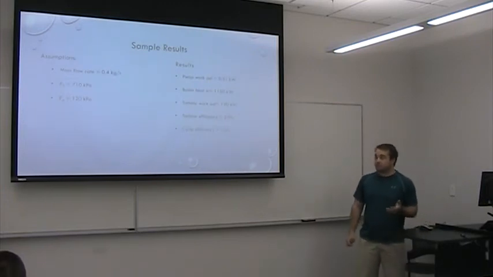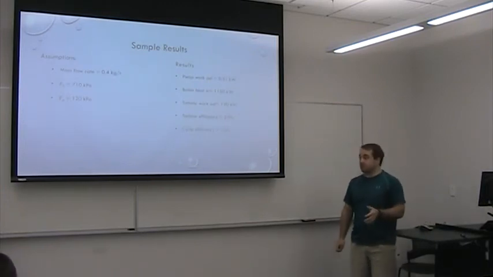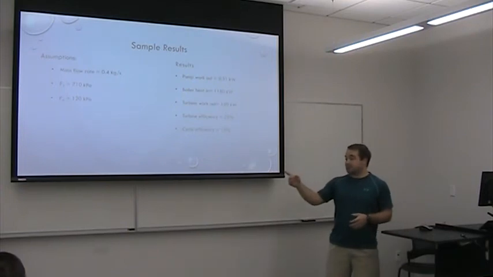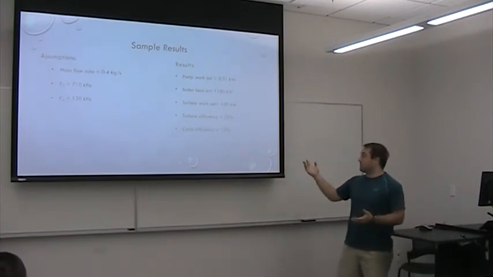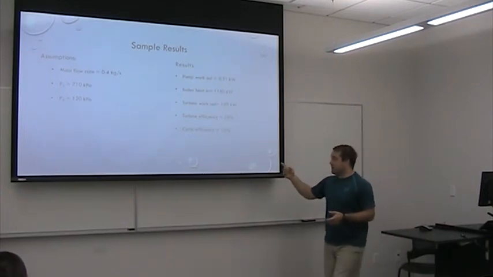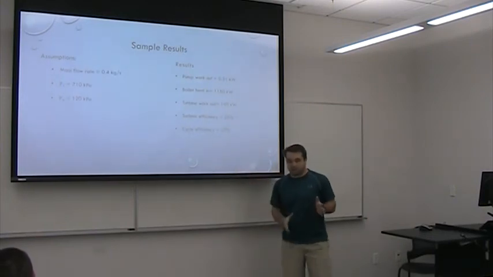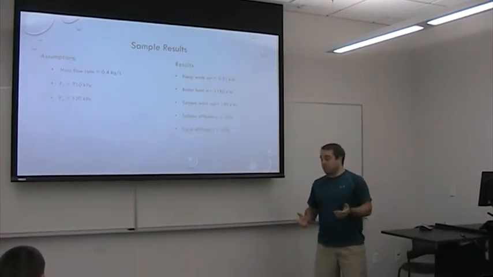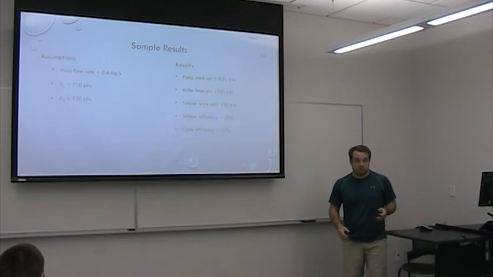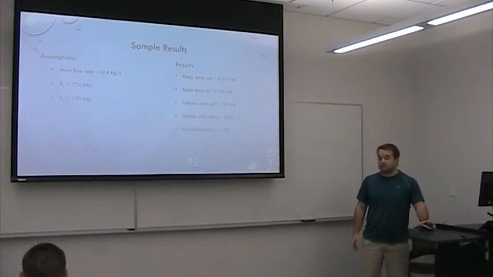So, breaking down some quick sample calculations that I went through, making these assumptions, I was able to find a turbine efficiency of 25%, which is about what we would expect, but the cycle efficiency was a little bit lower than what was expected.